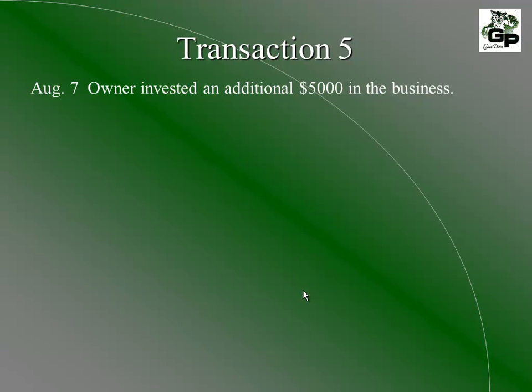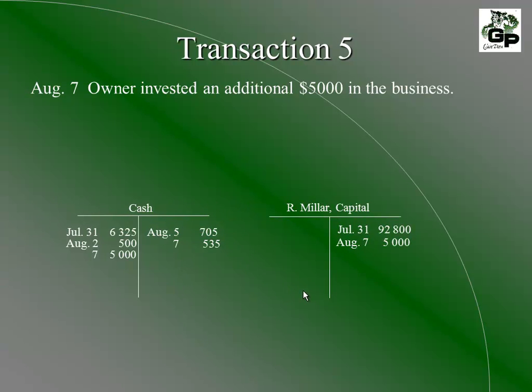On August the 7th, for transaction number 5, the owner invested an additional $5,000 in the business. The cash account is affected, and we can see on the debit side there's an entry for August the 7th for $5,000 on the debit side. And the capital account is affected. On August the 7th, we see there's a $5,000 entry on the credit side. Capital accounts increase on the credit side.